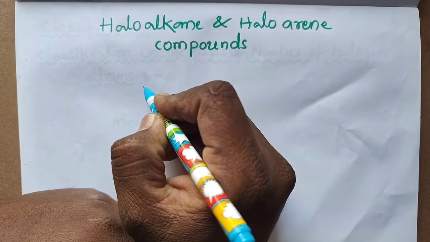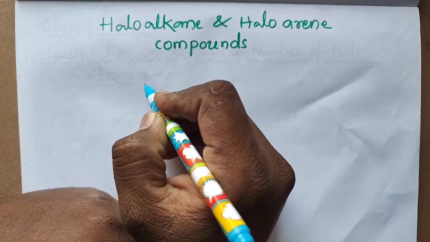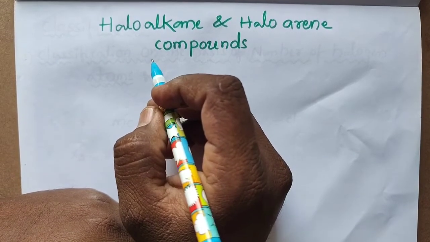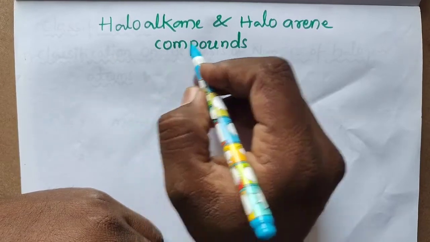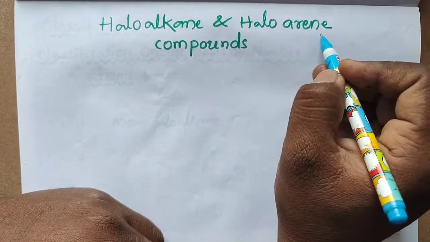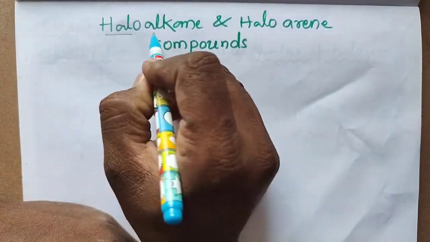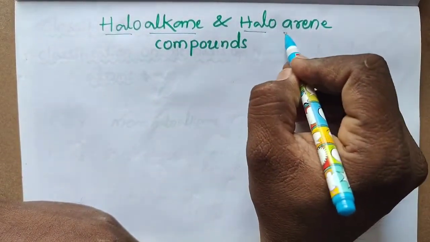Hi students, now we are going to start a new chapter. The chapter name is haloalkane and haloarene compounds. This is the chapter name: haloalkanes, haloarenes.